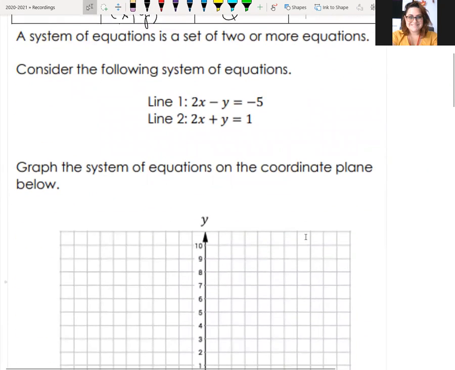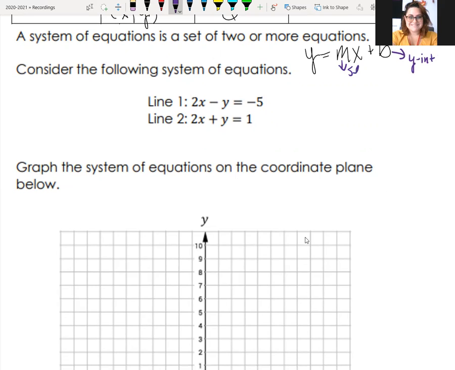So when we come down here to graphing, the first thing we need to do is put it into slope-intercept form, which remember that is y equals mx plus b, where b is my y-intercept and m is my slope. So let's go ahead and solve for line 1: 2x minus y equals -5.